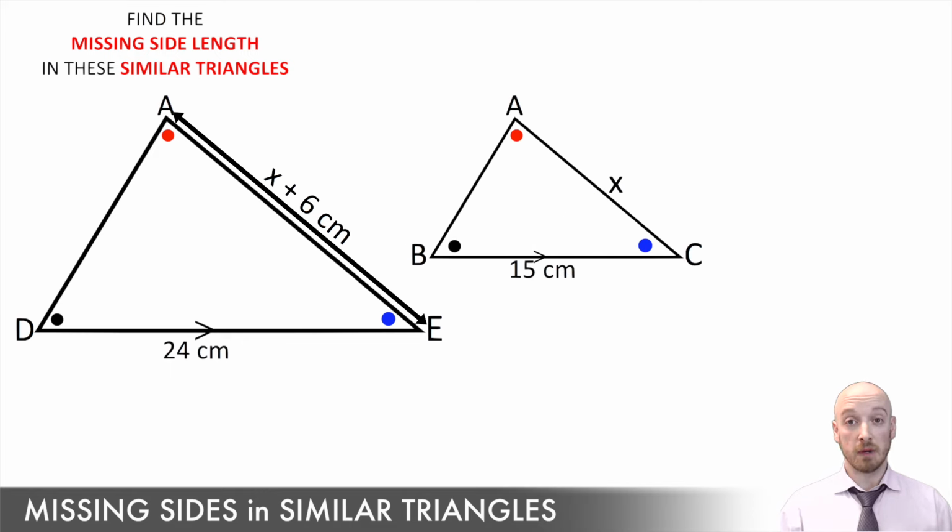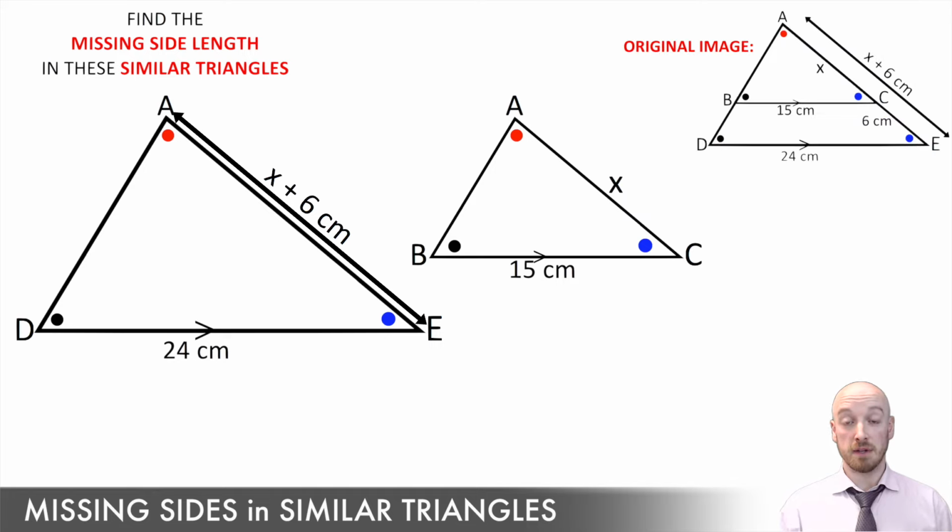Now once this is done, we can get started by setting up the obvious proportion. And this one is that 15 and 24 are corresponding sides. So I'll use that as my first fraction, 15 over 24. So my second fraction has to get set up as x over x plus 6. Now it looks like we might be stuck here, but don't panic. Let's multiply it out and see what we can do.